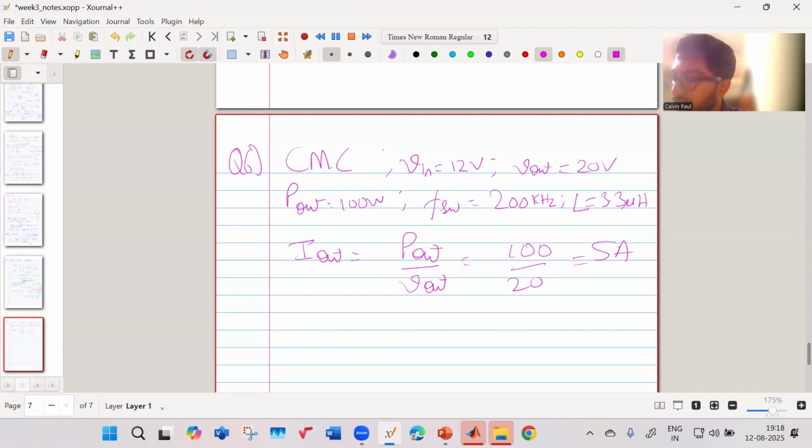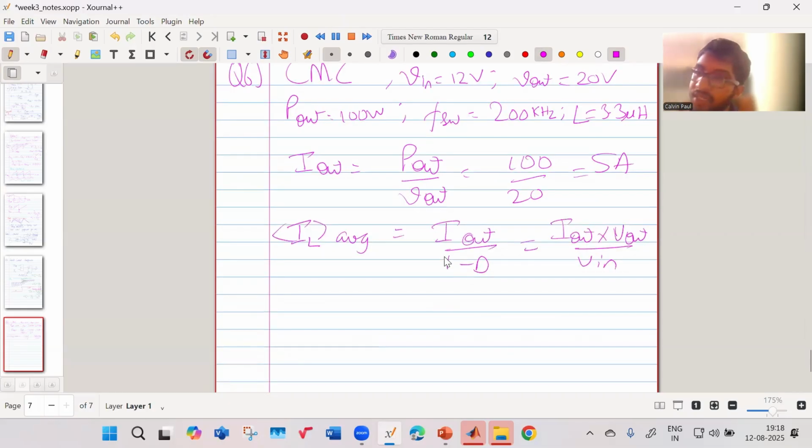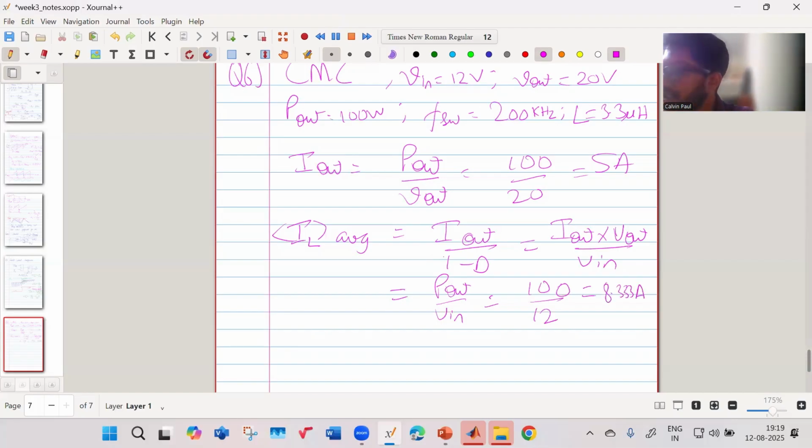This is very simple. Next, your average load current is actually equal to I out upon 1 minus D, which is equal to I out into V out upon V in, right? In an approximate sense, since they have not given any parasitic values, we are considering it. So this is actually your P out upon V in. That is 100 upon input voltage 12. So what is 100 by 12? 8.333 ampere. This is your average current, IL average.